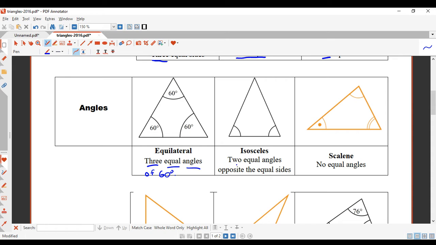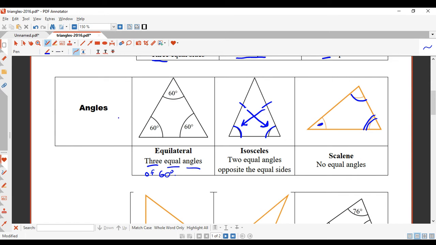Now, an isosceles triangle has two equal angles, and I've marked them here. Two equal angles, and they're opposite the equal sides. So if I put the equal sides in here, you can see that the equal angles are opposite the equal sides. And a scalene triangle has no equal angles. Now we've used a different symbol for each one. So we've used like a dot for that angle, a single arc for this angle, and a double arc for this angle. So I've used three different symbols to show the three different sized angles.